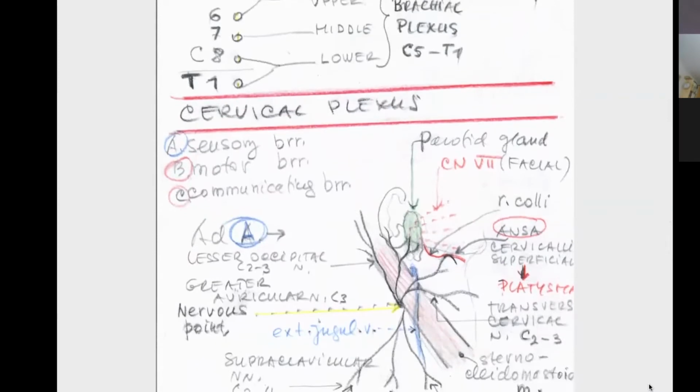We can look at the full page, and we see the cervical plexus, which consists of the sensory branches A, motor branches B, and communicating branches. The first diagram shows the lateral view. We are looking at the area around the sternocleidomastoid.